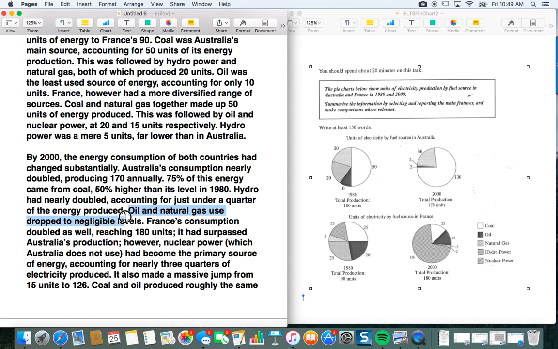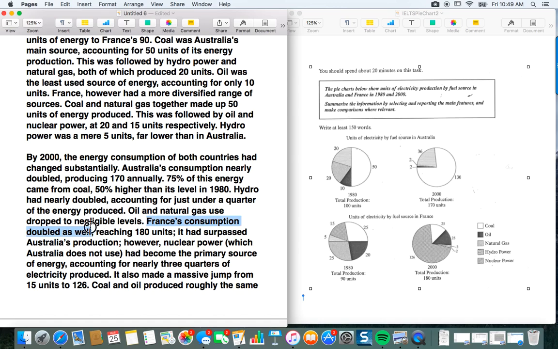Oil and natural gas use dropped to negligible levels. There's a nice word, I've used that before. It means small and not worth talking about. All right? So I've talked about these two. I don't need the details here. It's really not worth mentioning.